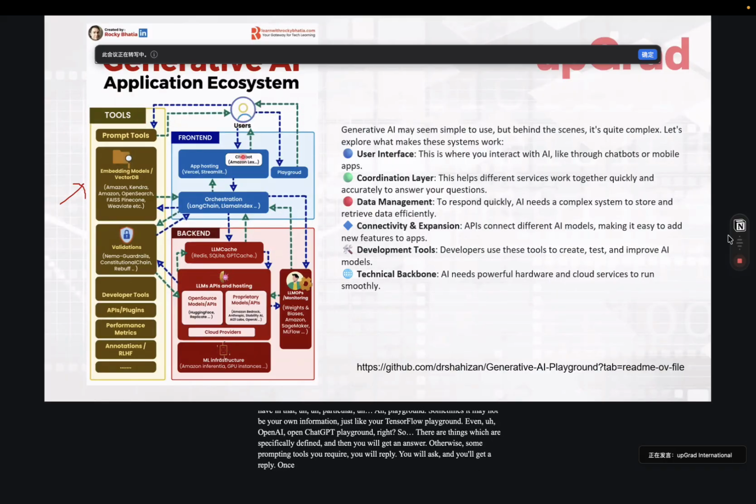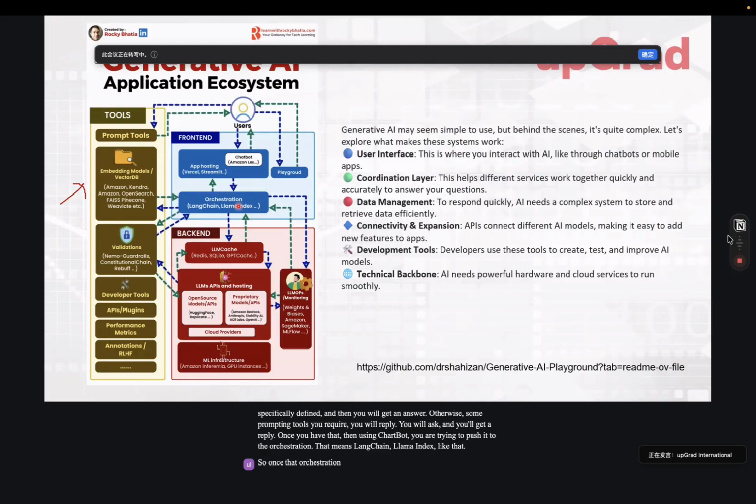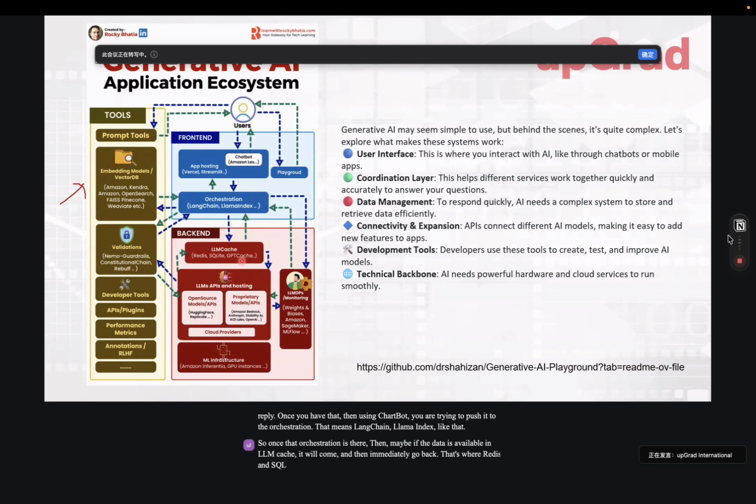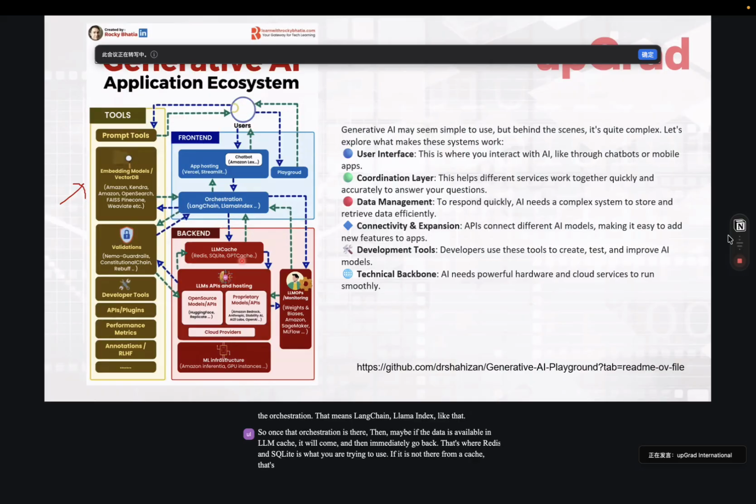Once you have that, using the chatbot you push it to the orchestration, that means LangChain, LlamaIndex, like that. Once the orchestration is there, if the data is available in the LLM cache, it will come back immediately. That's where Redis and SQLite are used. If it is not in the cache, that's where cache augmented generation comes in. Then it goes to the LLM APIs and hosting.